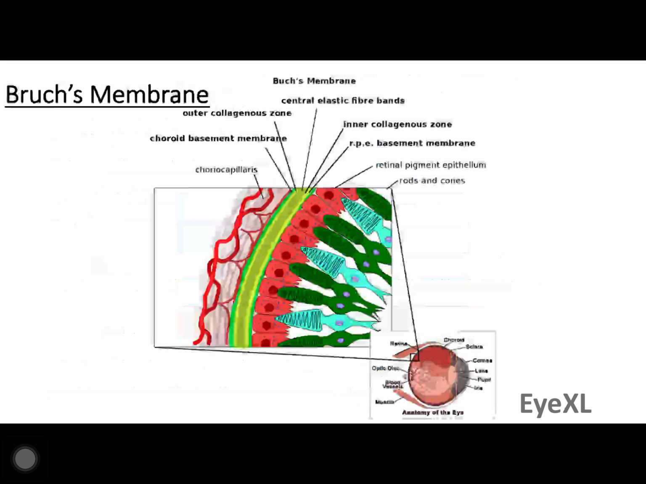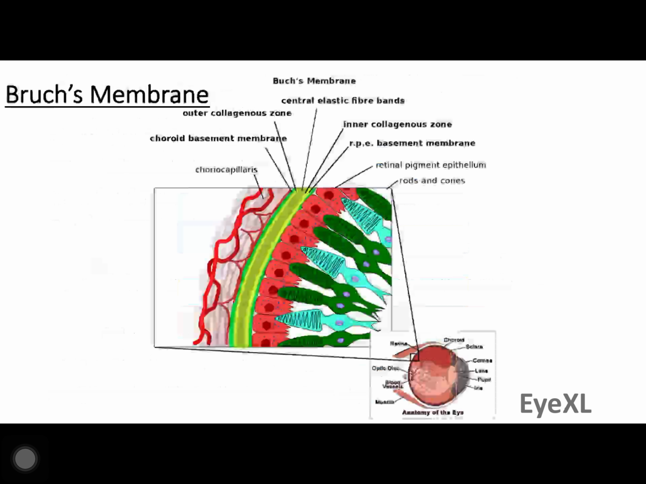I want you to focus on this image. This Bruch's membrane is at the core of pathogenesis of ARMD. Bruch's membrane lies between the two green lines as you can see in the image. It is made up of 5 layers. The innermost layer is the outermost layer of the RPE, and the outermost layer of the Bruch's membrane is the innermost layer of the choroid.